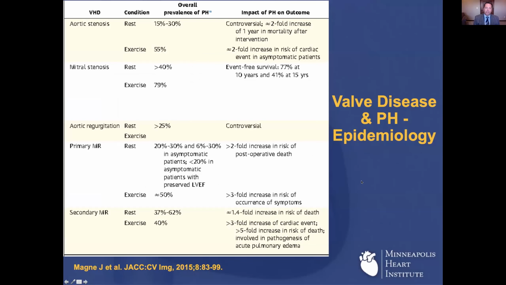Now, pulmonary hypertension can occur in valve disease, and that's one of the things we'll be talking about today in patients with aortic stenosis. It has an overall prevalence of anywhere from 15 to 30% at rest, but as high as 55% with exercise. Mitral stenosis is also a common concomitant risk factor for pulmonary hypertension, as well as aortic regurgitation and mitral regurgitation, affecting anywhere from 30 to 62% of patients with mitral regurgitation.